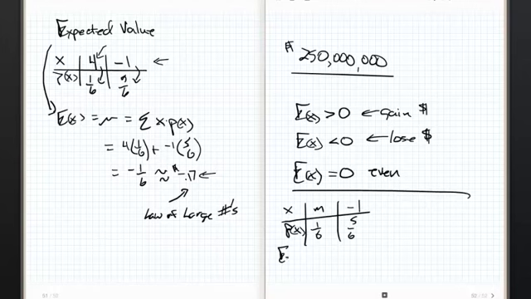Well, I know that the expected value of the game is equal to the sum of x times p of x. So I get m/6 minus 5/6. If I want the game to be a fair game, then this is going to equal 0, right? So in a puff of algebra, guess what? m is going to be $5 if I solve for m.